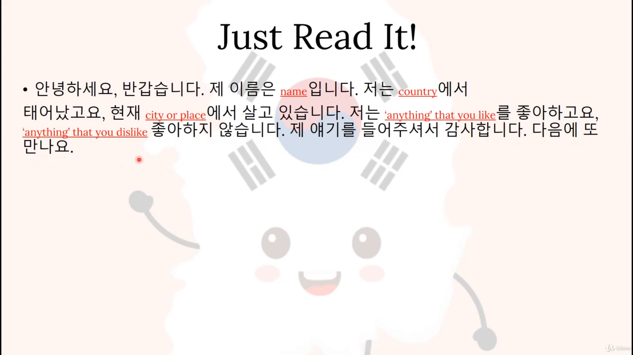Okay. So actually, the ones here that I have underlined in red, I said my personal answers. My name, the country that I was born, the city or place that I'm currently living in, and what I like, anything, and also what I dislike, anything. Okay, and let's see what each sentence means. I'm pretty sure you have figured out almost what this means, but I will show you.